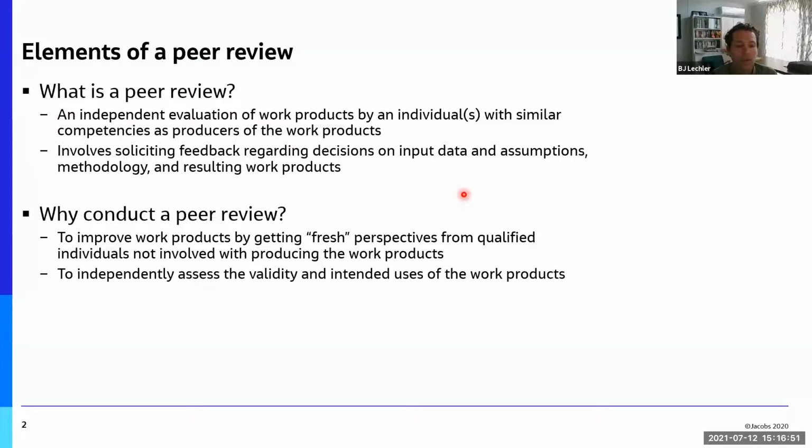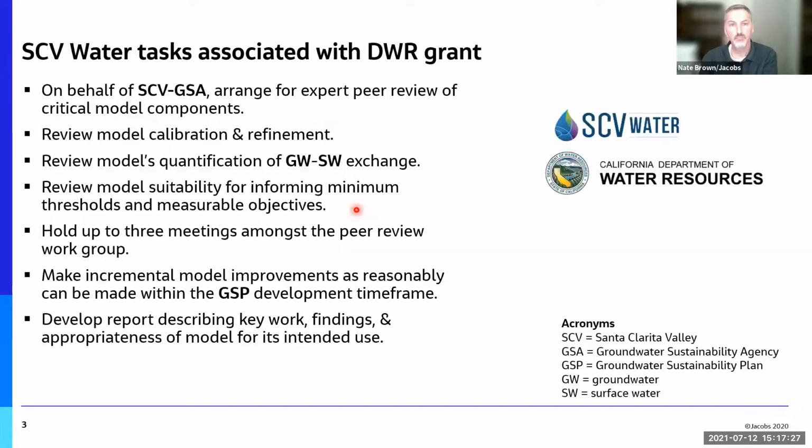So first, what is a peer review? A peer review is an independent evaluation by experts in the same field as those producing the work. And it involves getting feedback on the input, assumptions, methodology, and the results of those work products. The reason for the peer review, it benefits the work by providing a fresh perspective from individuals other than those that are preparing the work itself, an independent assessment of the validity of the work product for its intended use. Slide.